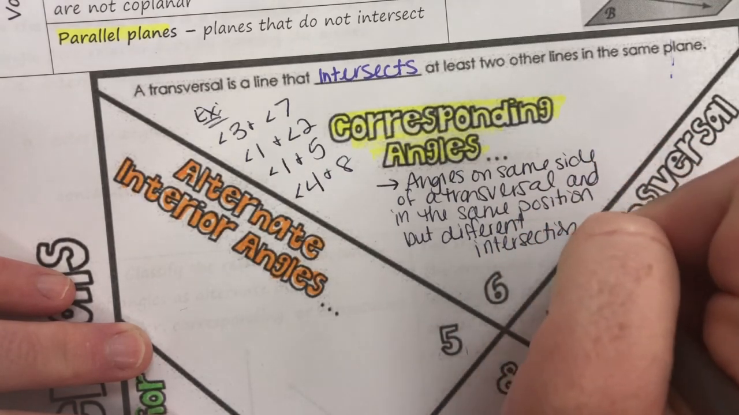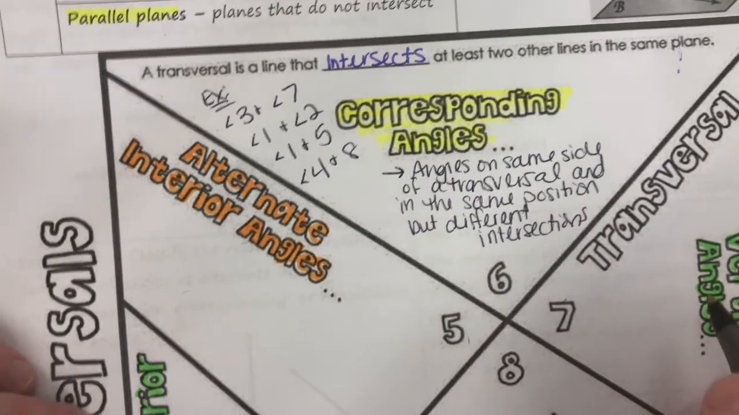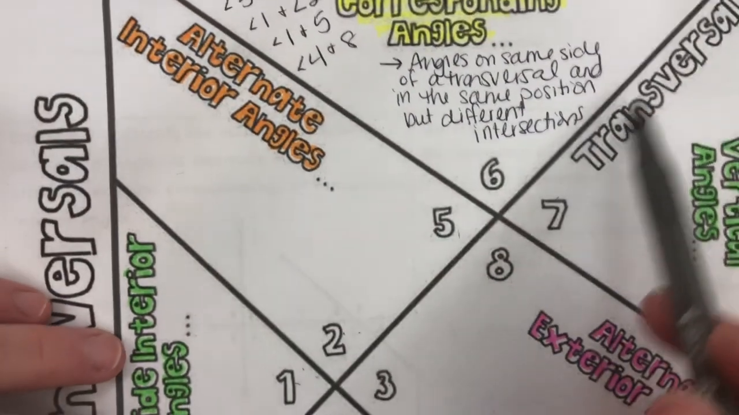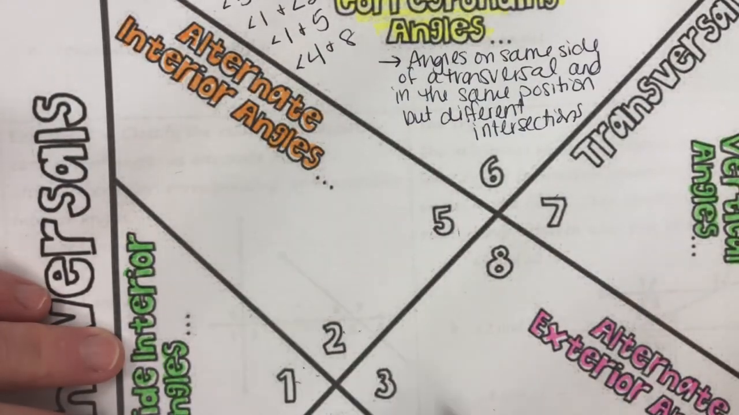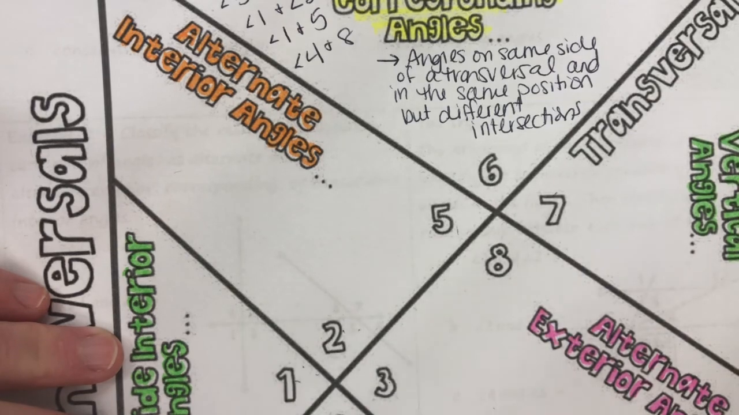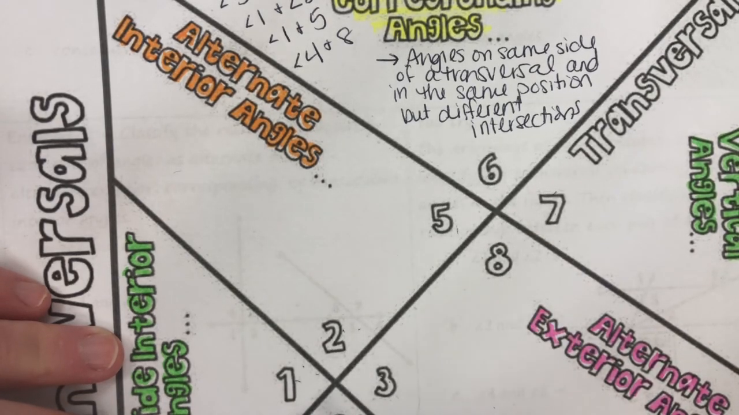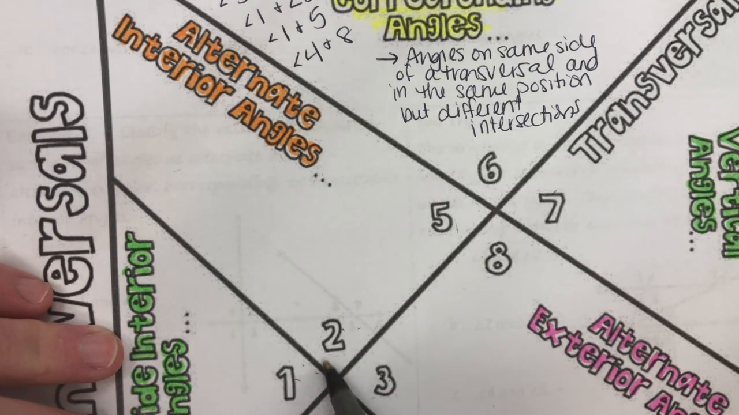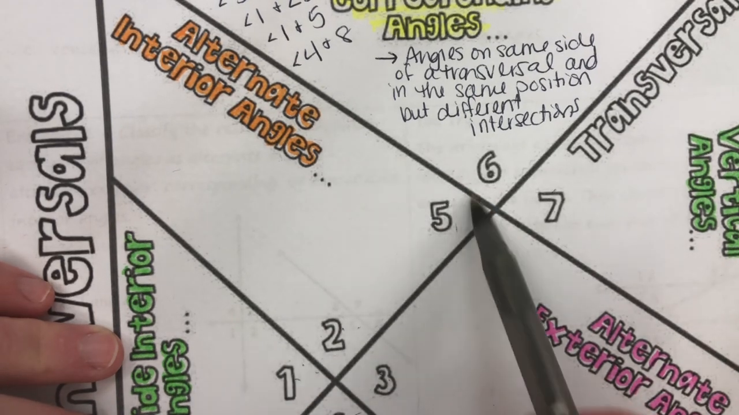Okay, so that's our corresponding angle relationship. Corresponding angles, that's one type of these angle relationships you should be able to describe here. If I have a transversal line cutting through two lines, it creates eight angles, two different intersections. So corresponding angles are in the same position, but in different intersections, like 1 and 5.